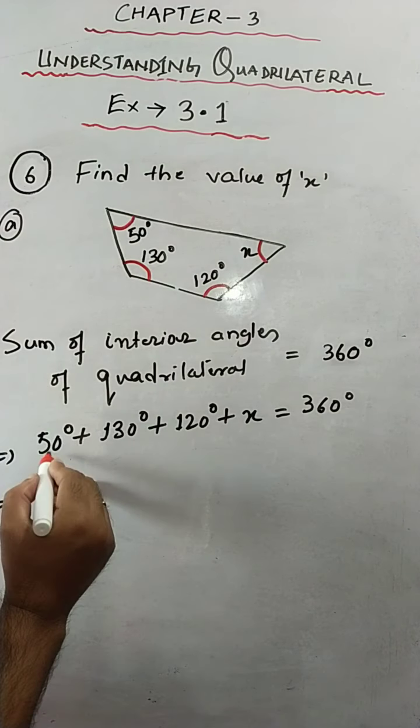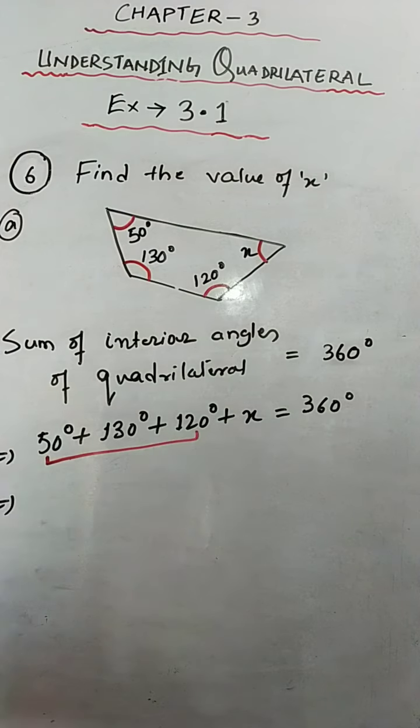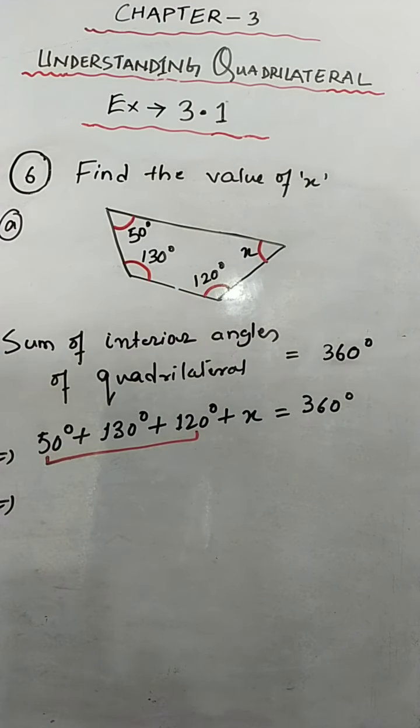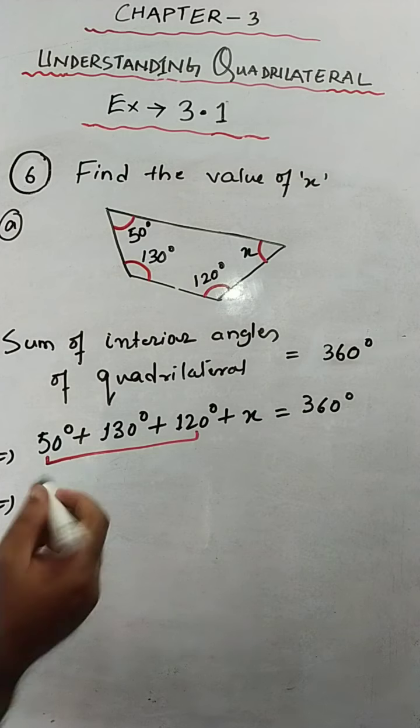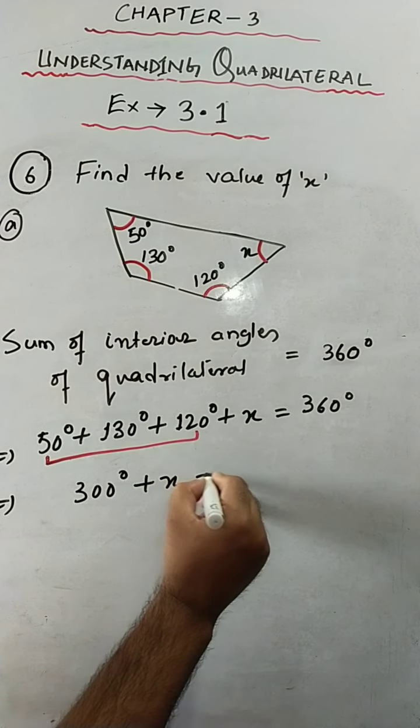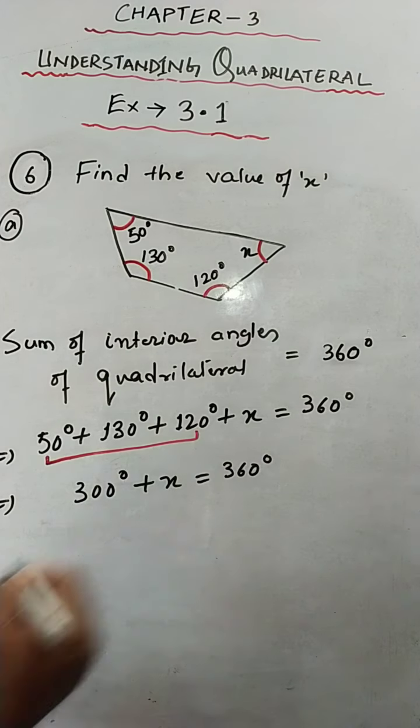Fine. So what do you have to do first? Before we get the value of x, we just add all those numbers. When we add all those numbers, we'll get the answer as 300. So the sum of these three numbers is 300 degree, plus x equals 360 degree.